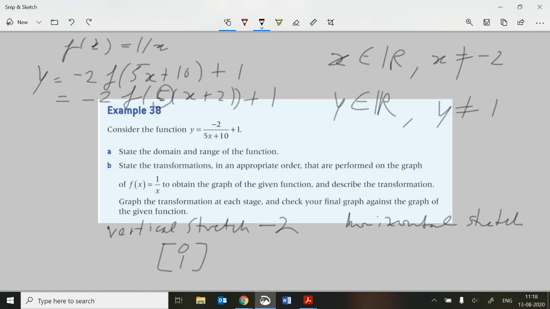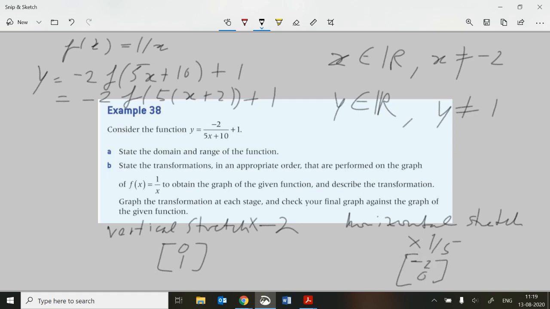And again, what happens on the inside is the opposite to what you expect. So the thing outside the brackets happens first. So horizontal stretch of 1 over a, which in this case is 5. So 1 fifth, and then followed by a times by -2, and then followed by this horizontal translation of -2, 0.